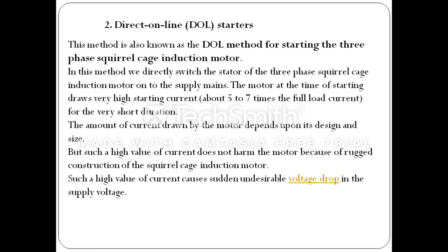In this method, we directly switch the stator of a three-phase squirrel cage induction motor onto the supply mains. The motor at the time of starting draws a very high starting current, about 5 to 7 times the full load current, for a very short duration. The amount of current drawn by the motor depends upon the design and size, but such a high value of current does not harm the motor because of the rugged construction of the squirrel cage induction motor. Such a high value of current causes a sudden undesirable voltage drop in the supply voltage. So that is the direct online starter or DOL starter.